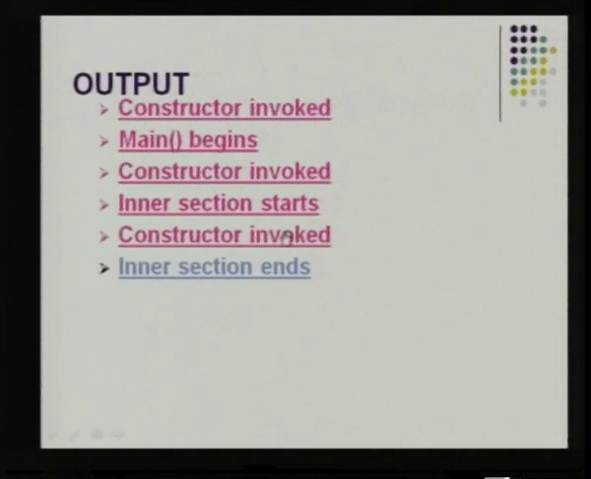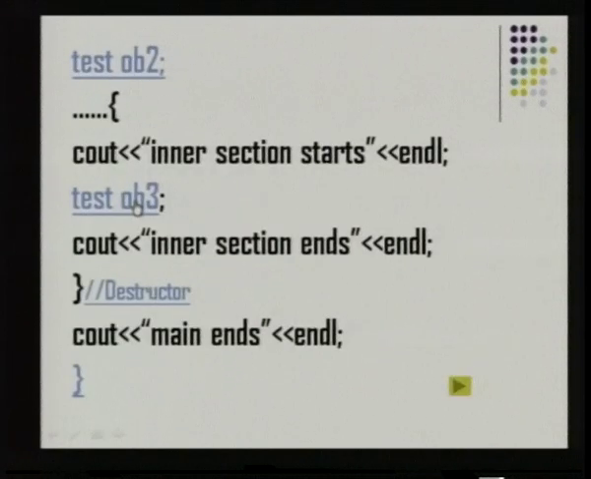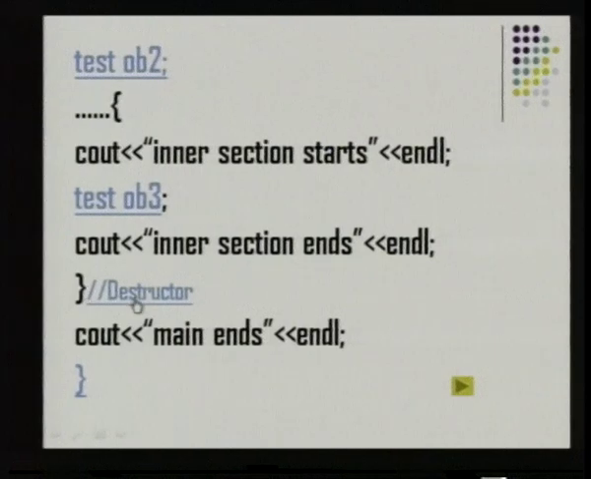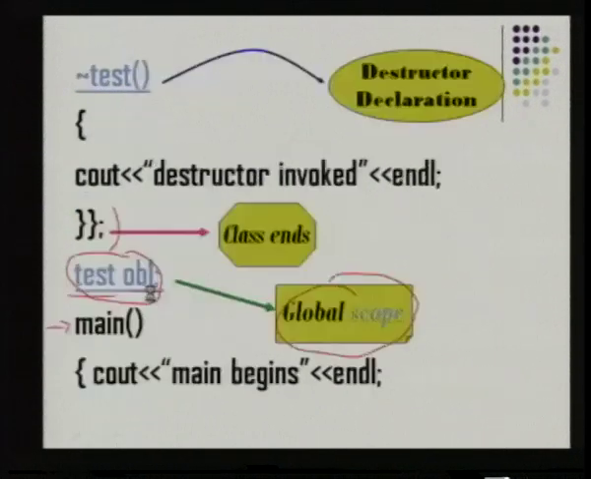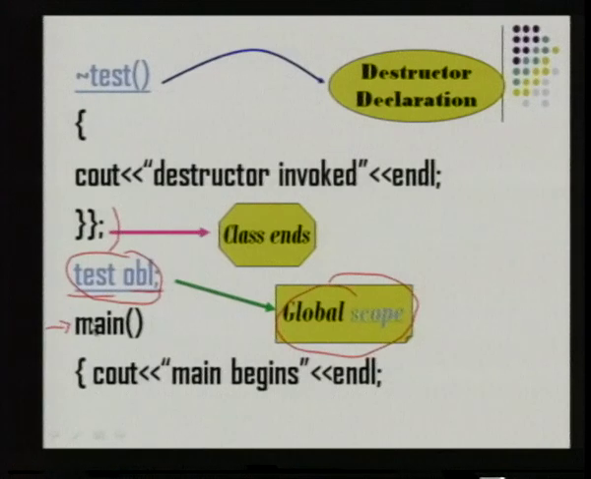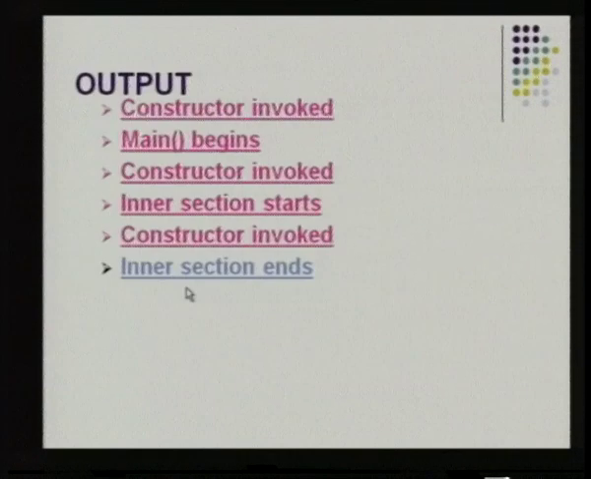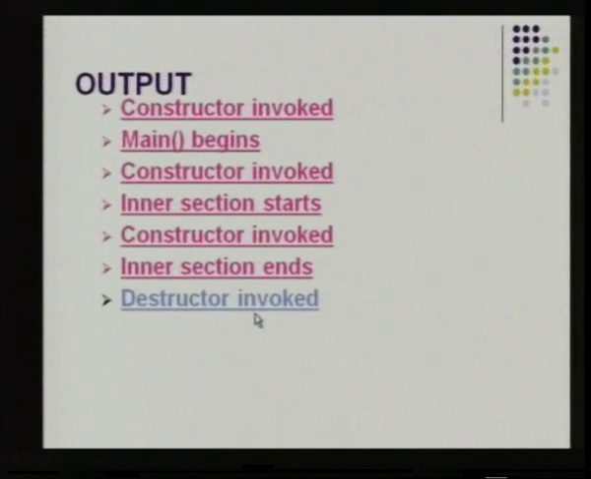So, if you see that third constructor invoked is for this OB3. The scope of this OB3 ends with this particular brace. So, as soon as this particular brace is encountered by the compiler, it will call the destructor. So, after this inner section ends, immediately it will display destructor invoked, because that object OB3 ceases to exist over there. So, we will see how that takes place. After inner section ends, destructor invoked. This is for test OB3.